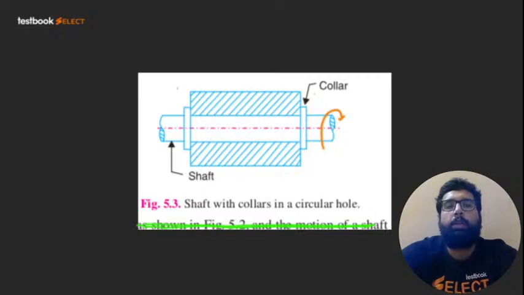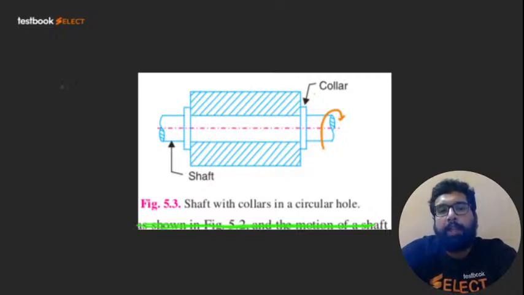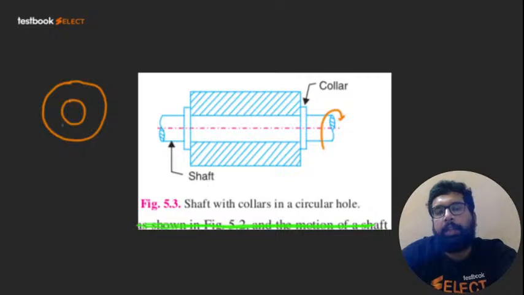So you understand what a collar is. A collar is like this. I am making it in another view. So this is your collar, and in this small hole there is a shaft. Now I can give you three-dimensional figures, which will make you understand the things easily.